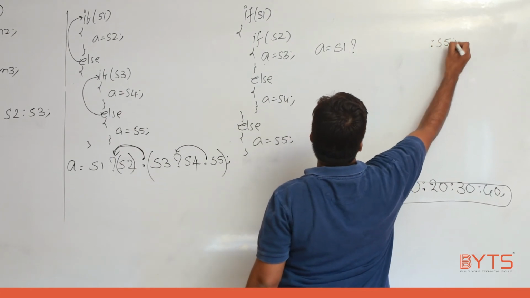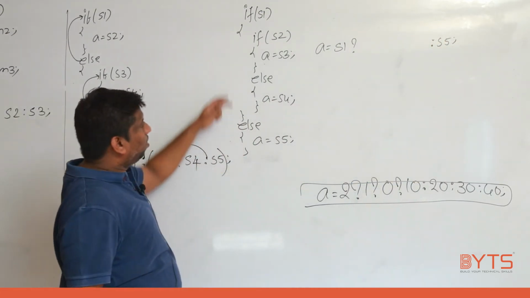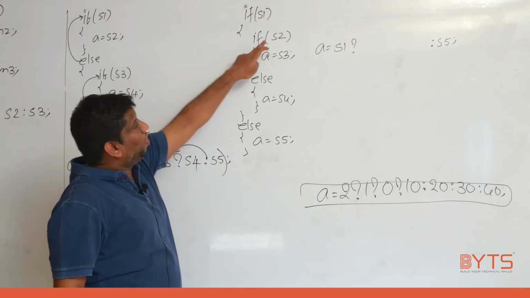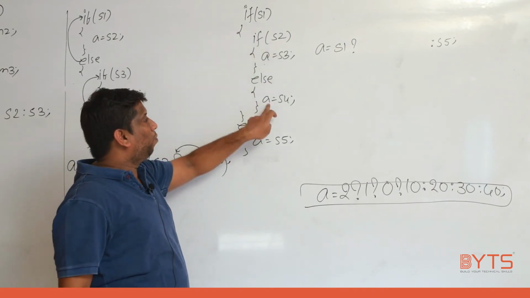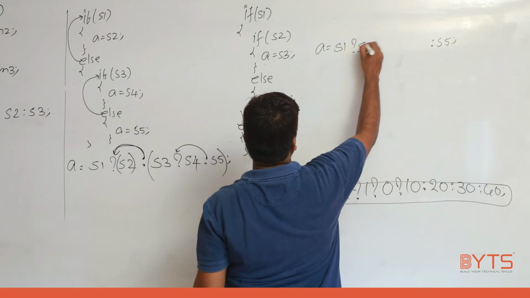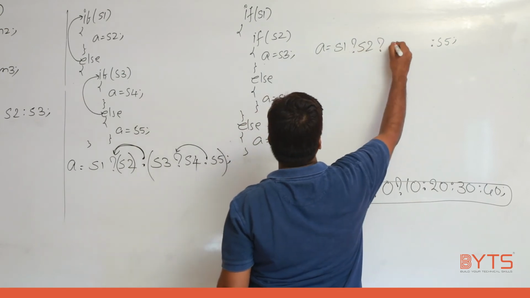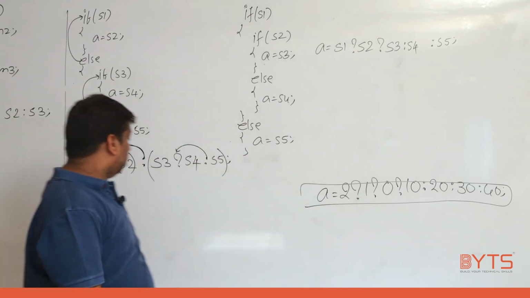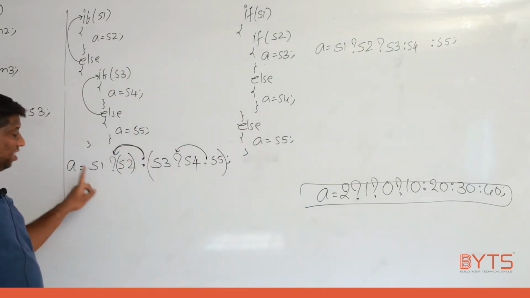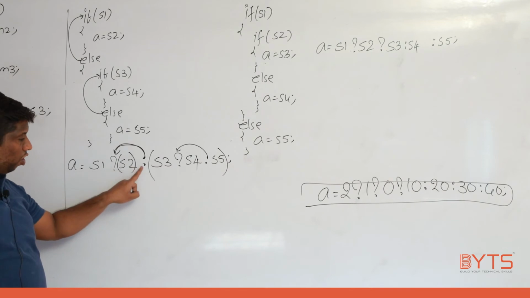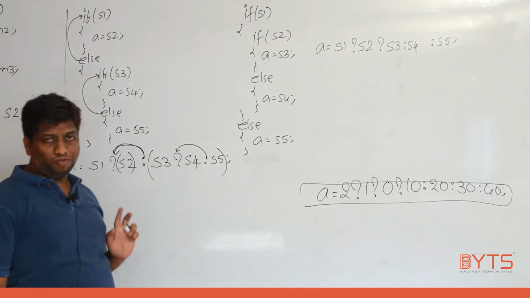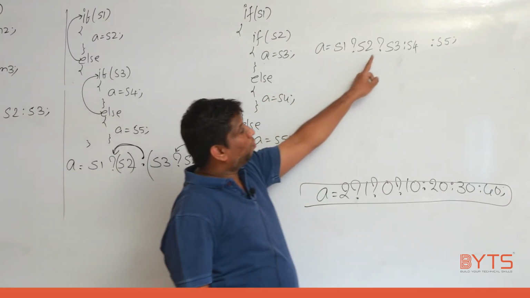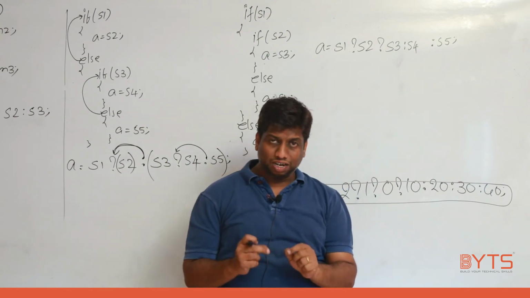Here we have S5. Now try to understand. If condition is true, again I need to depend on S2, then only the A value can be obtained. How do you do that again? S2 question mark S3 colon S4. See, have you noticed in this example, question mark followed by colon we have. But in this, two question marks followed by two colons. Have you noticed that? Very important.